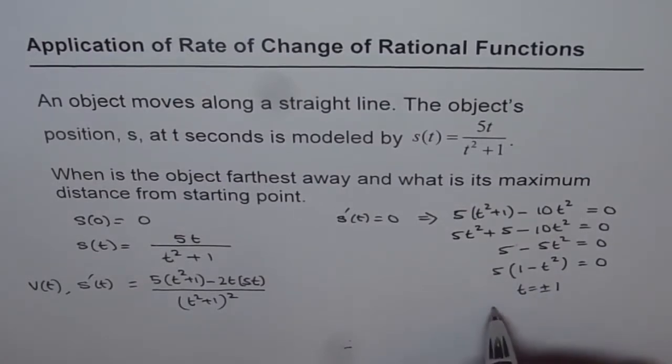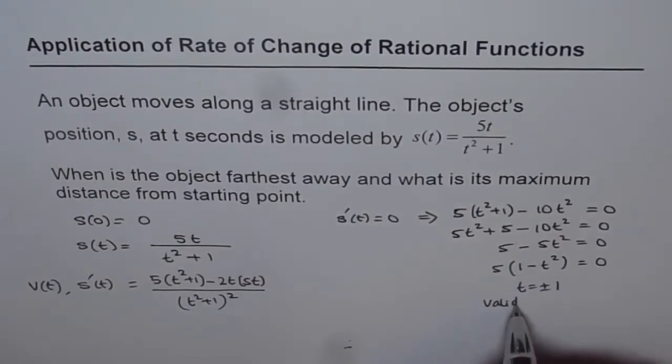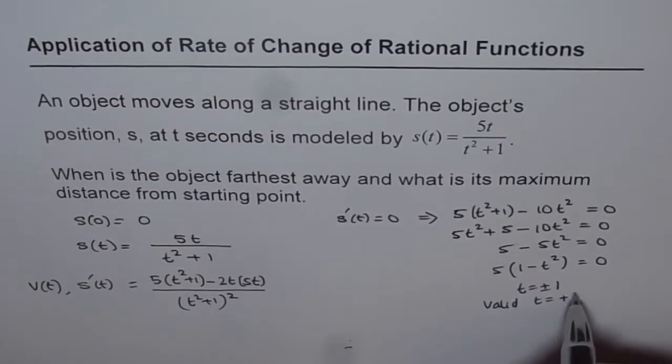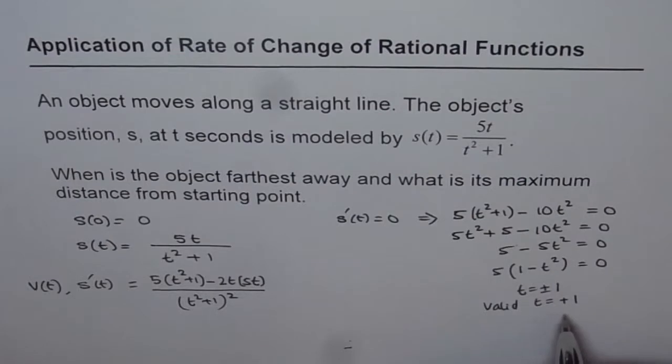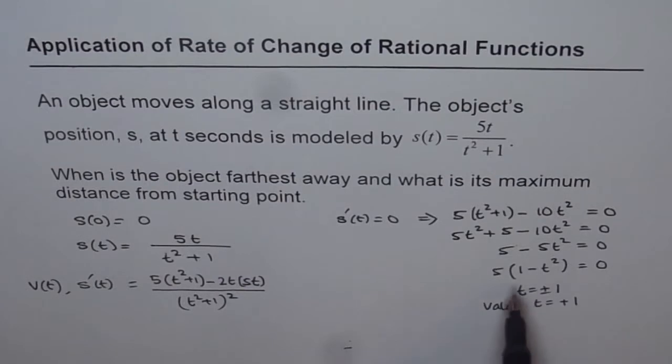But the only valid answer is t equals plus 1, right? Minus 1 is not valid. So t equals 1 is the turning point, and that is the point at which the particle turns. Now, is it the maximum or not? That we can check. How?